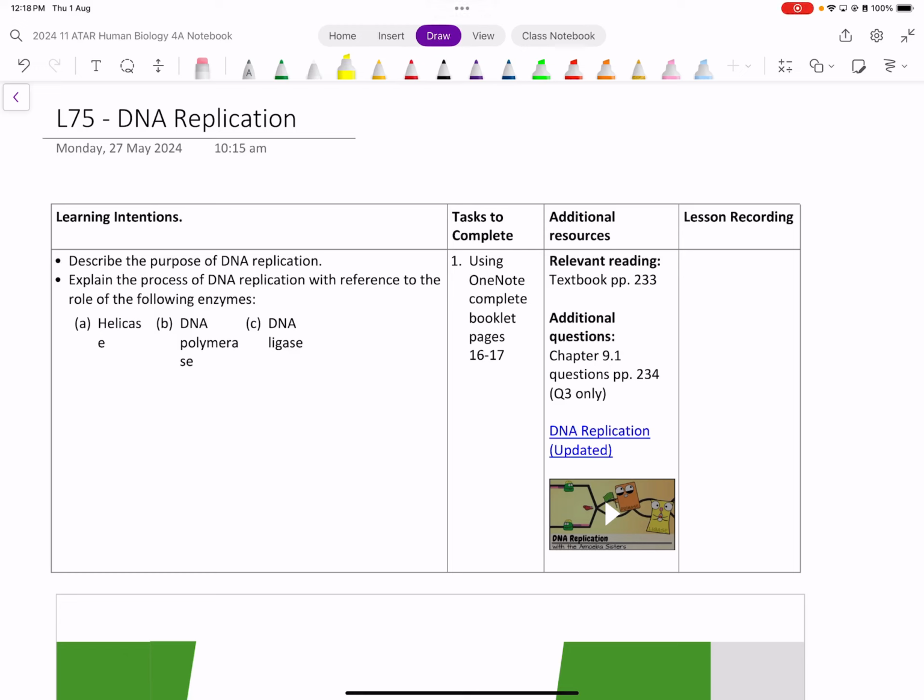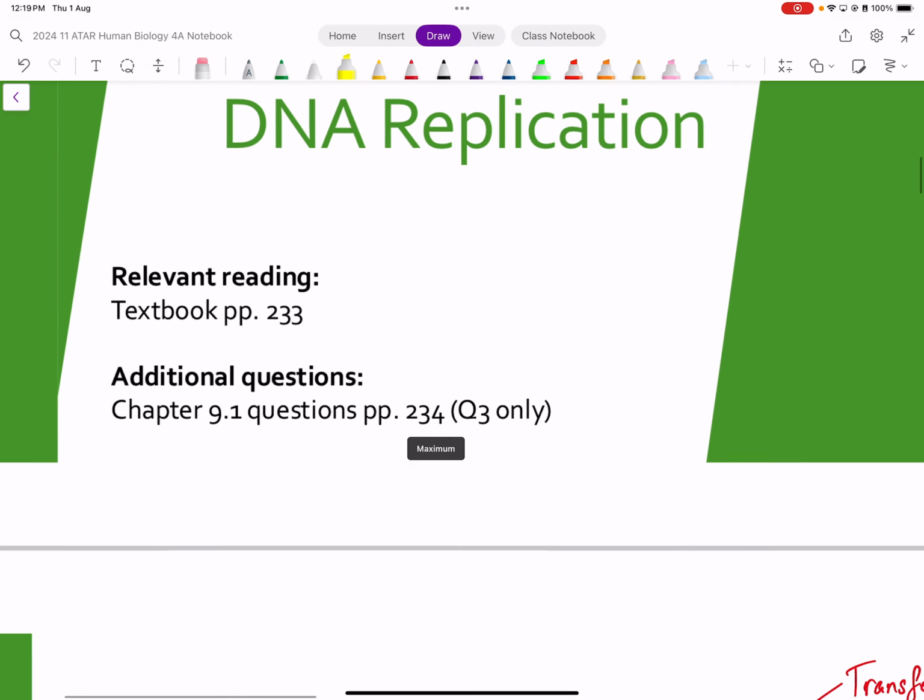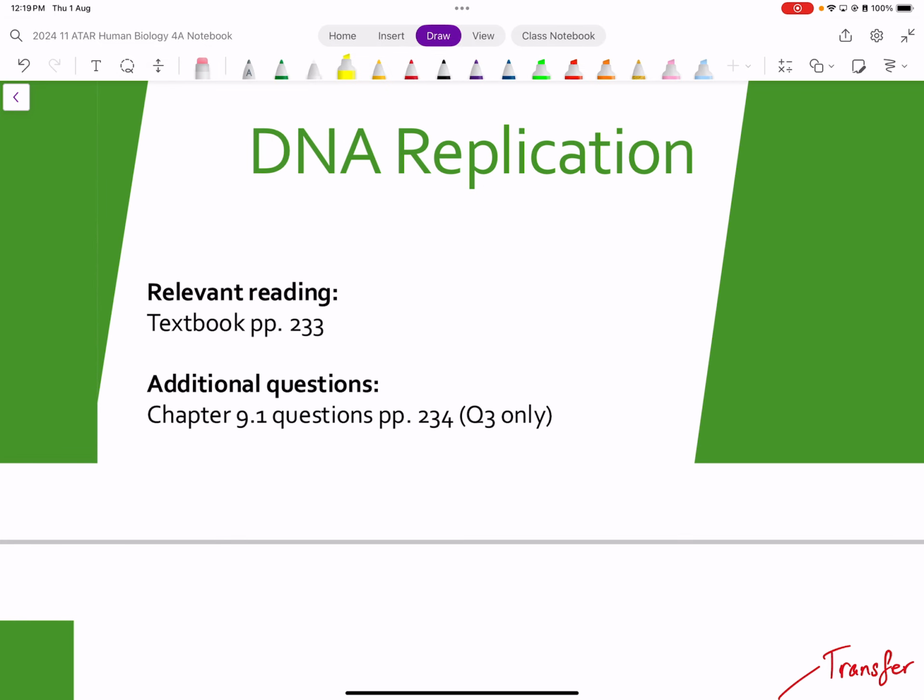Now recording. Our lesson today is going to be talking about booklet pages 16 and 17. This is just relevant to your green booklet, but it might come into play when we look at your upcoming assessment. Now, the key things for you to note, DNA replication is not a huge part of your textbook, but it is an important part nonetheless.